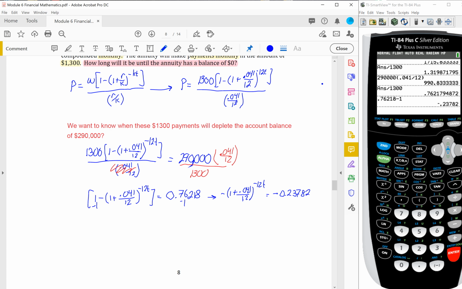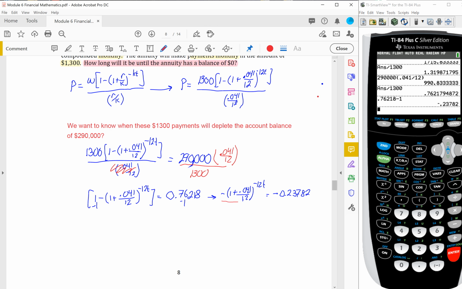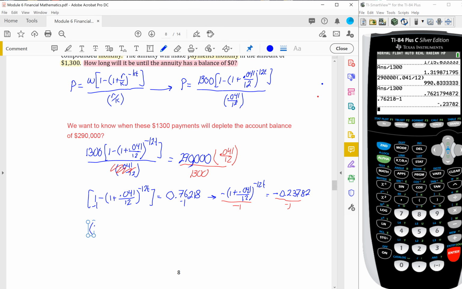Okay. And now I want to get rid of this negative in front, so let's choose to divide this side by negative 1, divide this side by negative 1. So I think that'll give us 1.041 divided by 12 raised to the negative 12t equals 0.23782.